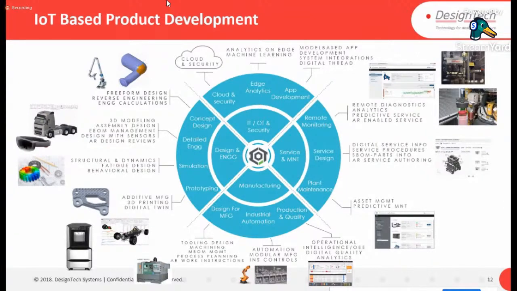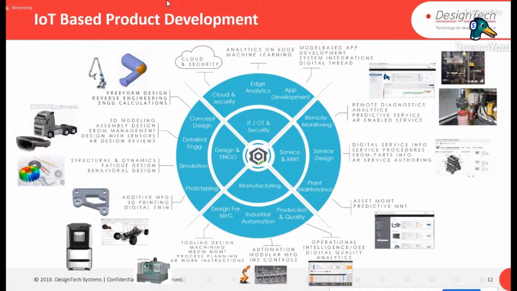This is basically to ensure that there is zero defect. This is to ensure that the products getting manufactured, which have been designed, can actually be manufactured in the plant without any defects. Then comes the whole design aspects of service, which is plant maintenance, service design, remote monitoring, which is basically from a maintenance perspective.